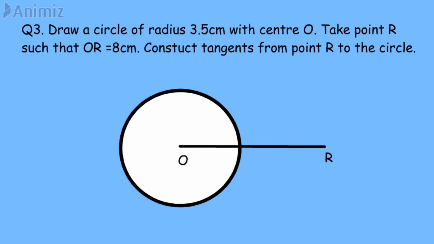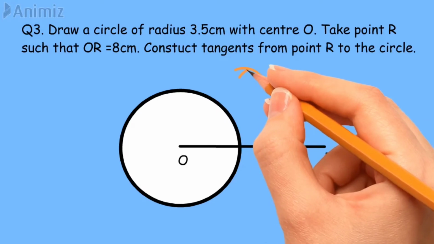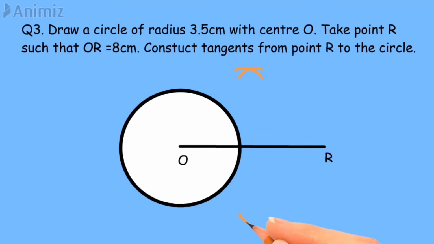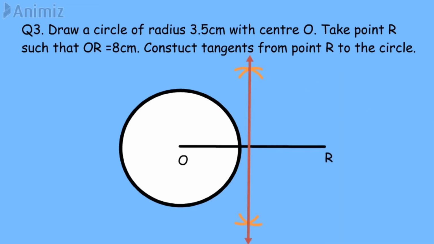Now first let's draw the perpendicular bisector of OR. Keep your rounder at O. Take a distance more than half of OR. Draw the intersecting arcs on both sides of OR. Now draw the line joining the intersecting arcs. This is the perpendicular bisector. It has intersected OR at a point.